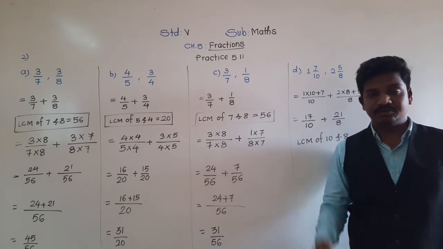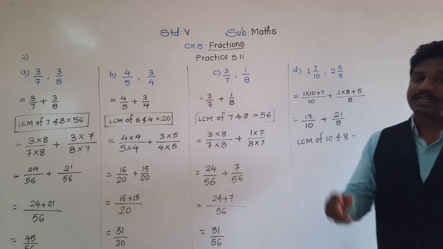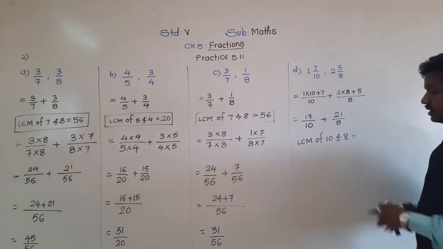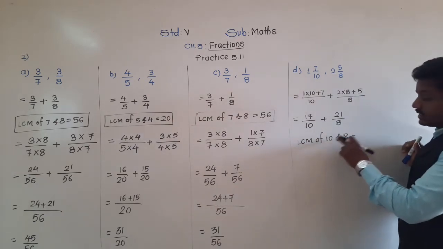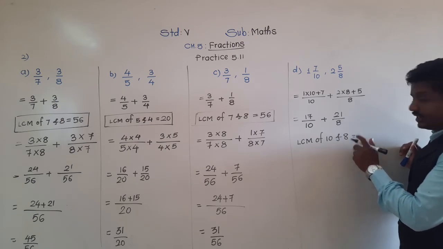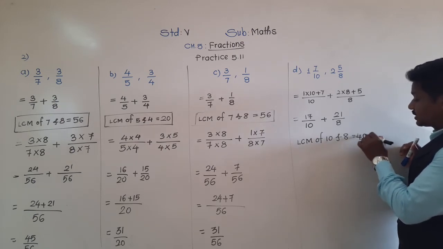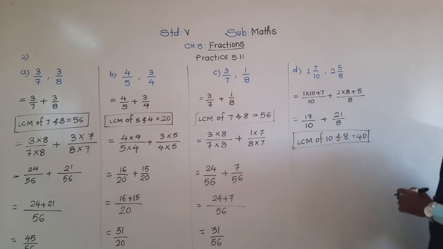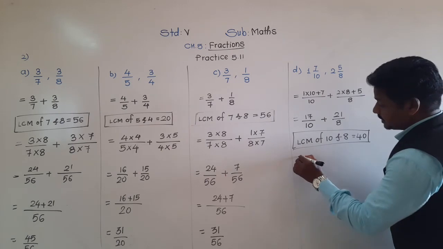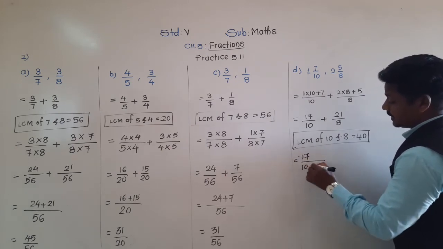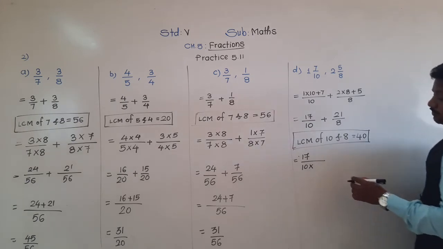Is there 30 in table of 8? No. 10 fours are 40. Is there 40 in table of 8? Yes, 8 fives are 40. Okay. So 40 is the lowest common multiple, LCM of 10 and 8. That means we have to make here denominator 40. So 17 upon 10, 10 into how many 40?